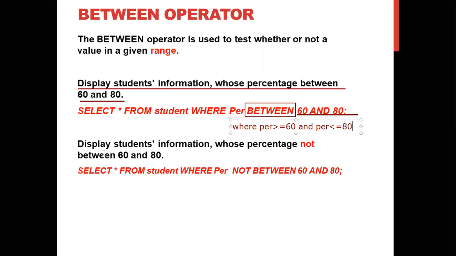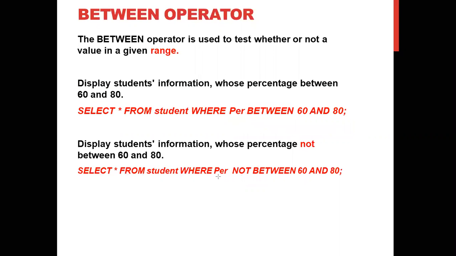In the second example, we display the information whose percentage is not between. It means the range is given, but we don't want the data in this range. Then we just put our logical operator, that is NOT. We select star from student where per NOT BETWEEN this range. Okay, this is about the BETWEEN operator.